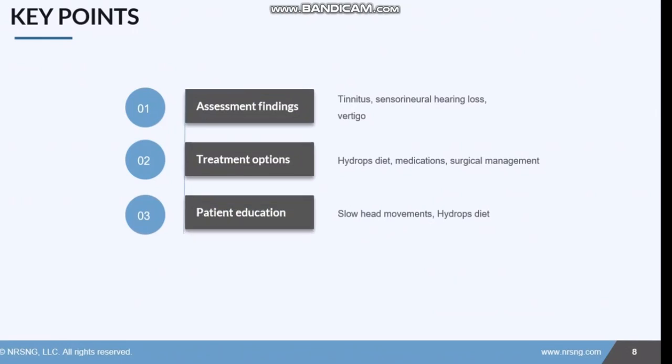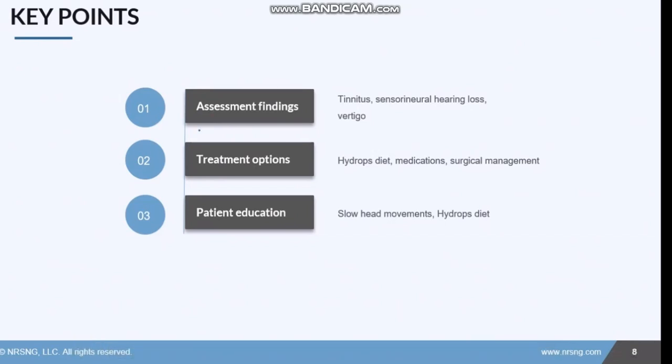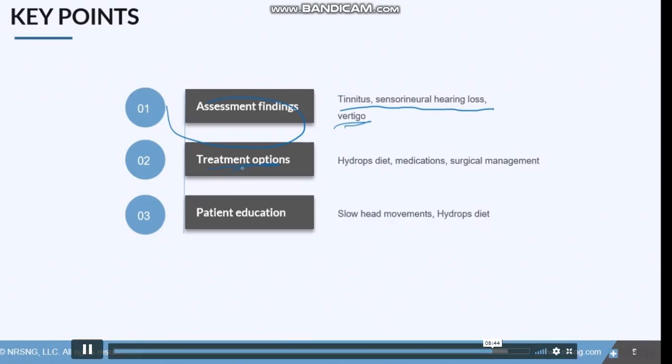Okay, guys, let's go ahead and do a quick recap of the key points from today's lesson. First, I want you to remember the assessment findings. These are going to manifest as tinnitus, sensorineural hearing loss, and vertigo. The treatment options are going to start with non-surgical treatment first, such as a low sodium diet and medication management. If non-surgical management fails, then surgical management may be considered.